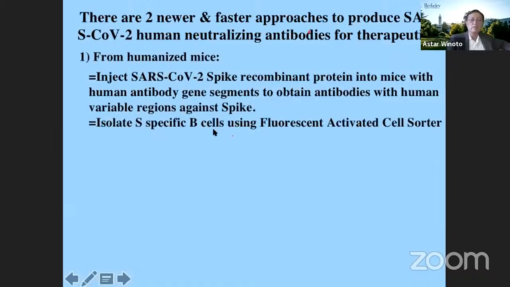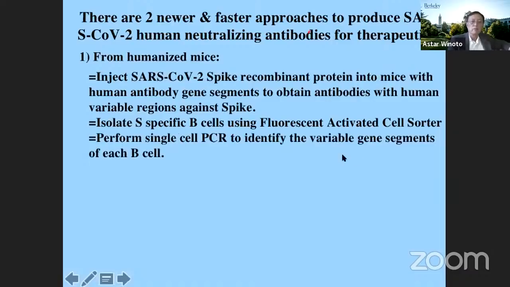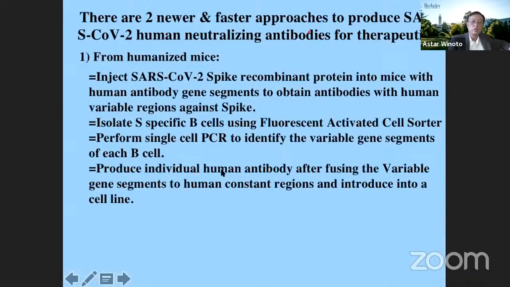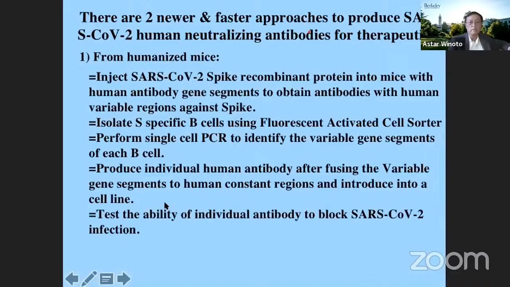You then isolate the B cell using fluorescent activated cell sorter, which I explained. Perform single cell PCR to identify the variable gene segments for that B cell. Then produce the individual human antibody after fusing the variable regions to a human constant region and introducing them into a cell line, then you can make lots of antibody. You can test the ability to block infections.